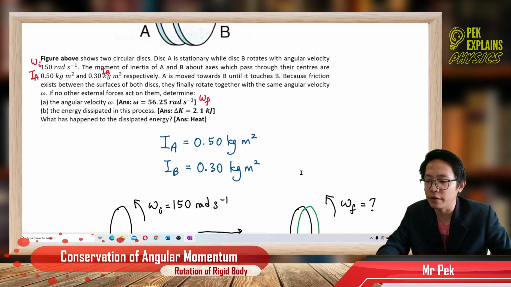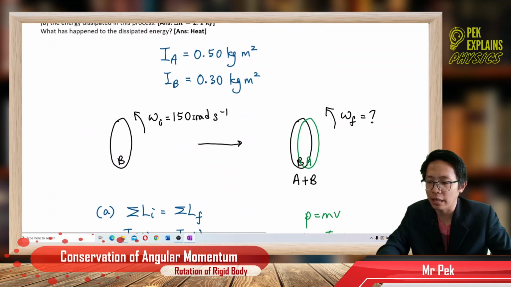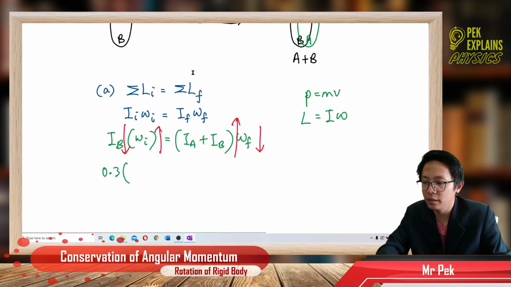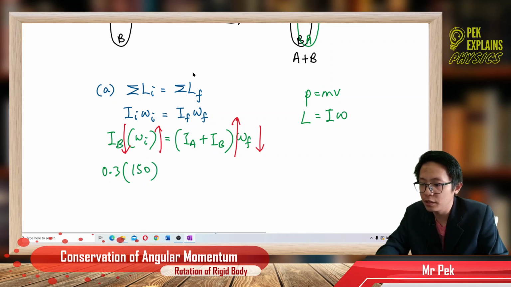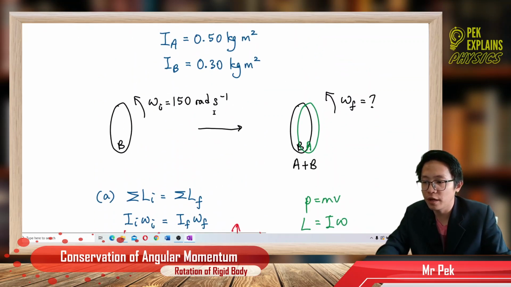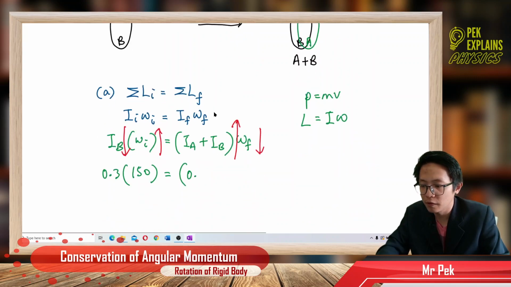Now let's put in the values of IA and IB. IB I have 0.3. Just put in the value 0.3. Initial angular velocity is 150. And then IA plus IB, 0.5 plus 0.3.